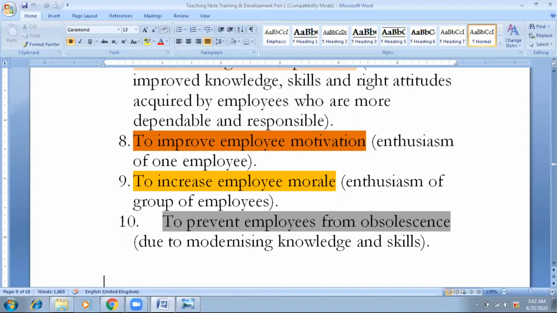That's why we ourselves have to keep updating, modernizing our knowledge and skills. New knowledge will come, new skills we will have to learn. So employees in an organization also have to learn new knowledge and new skills. Because of training and development, that is possible.